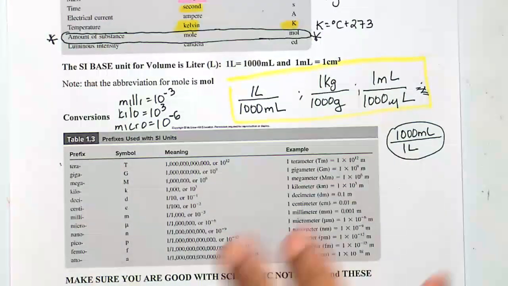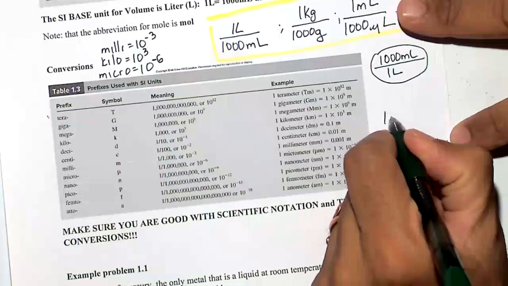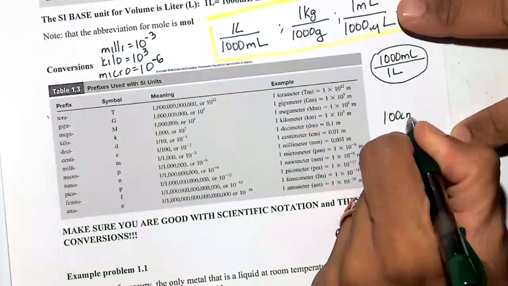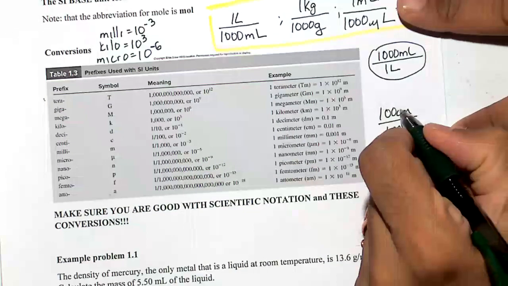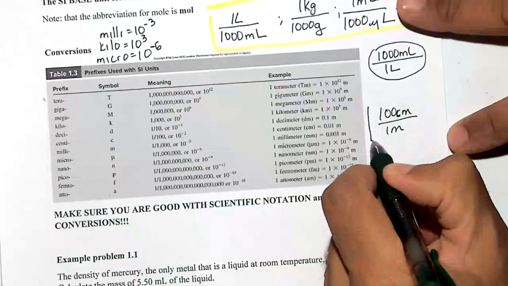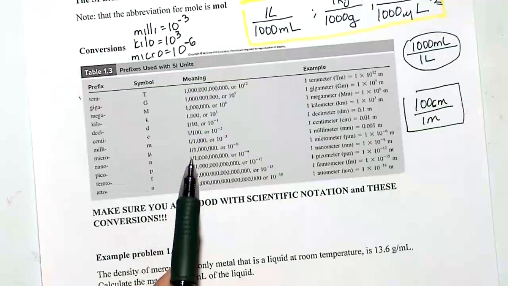In this class, we also have a couple of other ones. You may see here 100 centimeters is 1 meter. Okay, you may see that, but here are the corresponding prefixes.